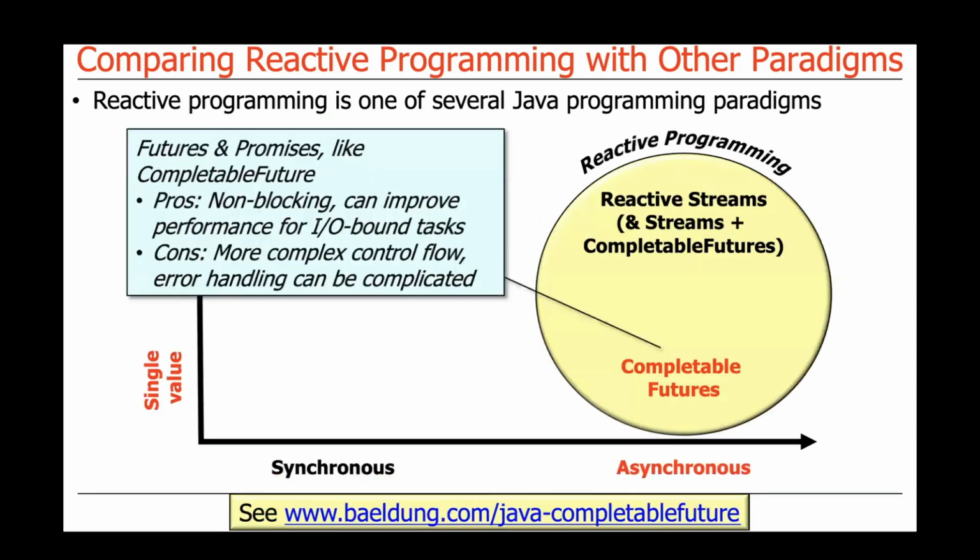But there's more. Another way to do things is by using this futures or promises-like approach involved with the completable future framework. This has single value return from the methods in completable future, but the operations are run asynchronously. The good part of this is it's non-blocking. It can improve performance for IO-bound tasks, often one of the most efficient ways of doing things.